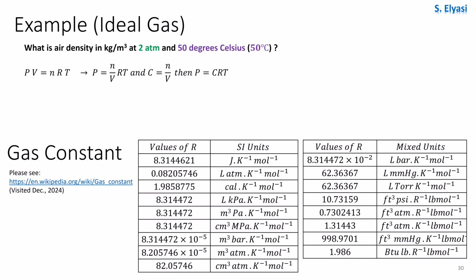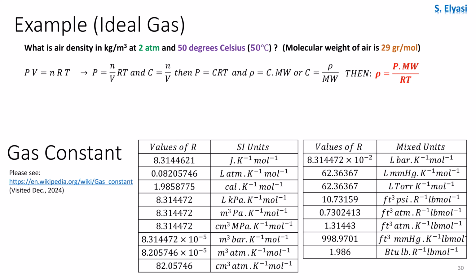By rearranging the equation, you can determine the total concentration, C, of the gas. To convert this to total density, ρ, multiply the concentration by the molecular weight of the gas, mW. I'll demonstrate how to calculate the density using the ideal gas law, highlighted in red. Remember, the molecular weight of air is approximately 29 grams per mole.